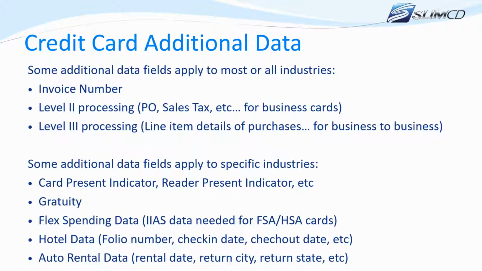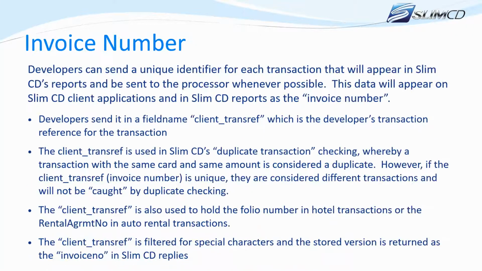Gratuity is tip for restaurants and hair salons, etc. The flex spending data I mentioned briefly before, that's the pharmacy specific data for the healthcare cards. Hotel data lets you get the hotel rates. You need a variety of information there, and auto rental data. So if those industries aren't specific to you, you don't have to worry about those things, but I want to let you know they're all available.